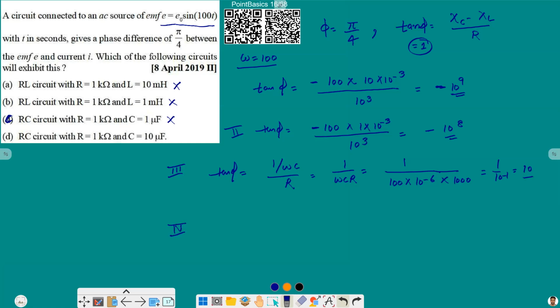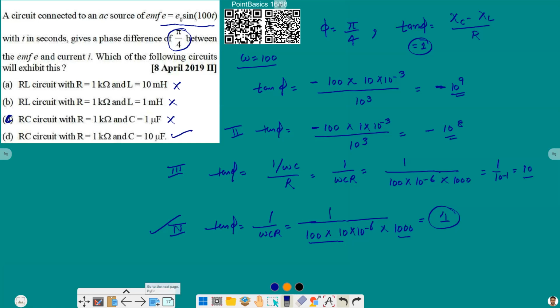And coming to the fourth one, here tangent phi, again we have resistance and capacitance, so tangent phi will be 1 by omega CR. Now omega is 100, capacitance is 10 microfarad, so 10 to the power minus 6, and resistance is 1000. So 1000 multiplied by 1000, 10 raised to power 6 into 10 to the power minus 6, so 1 by 1 or 1. So this is the required value for obtaining a phase difference of pi by 4. So option D will be the right answer here.